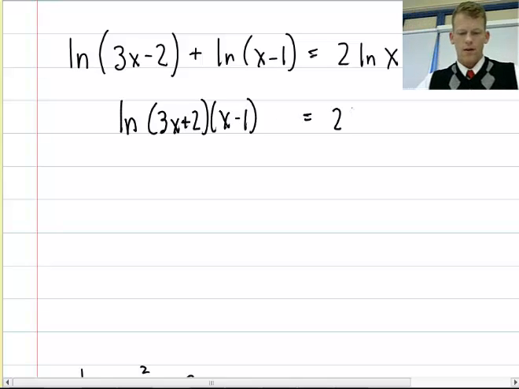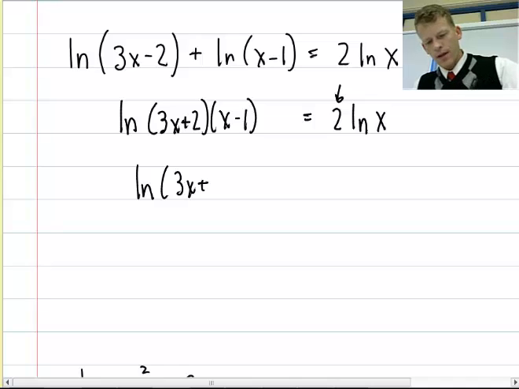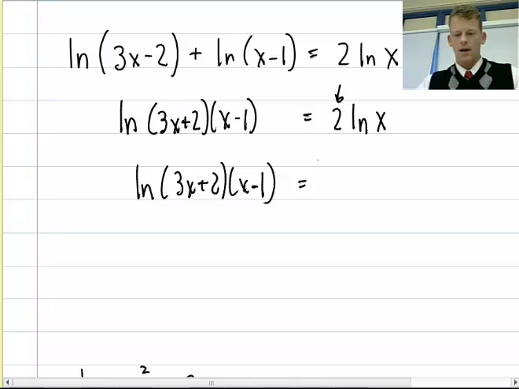And that's going to equal the right side. I also want to take care of this coefficient, because if I have a logarithm equal to a logarithm on the other side, I can just drop the logarithms, or, well, I'll show you what I mean by that. So I've got natural log of 3x plus 2 times x minus 1, and then that's going to equal the natural log of x squared.